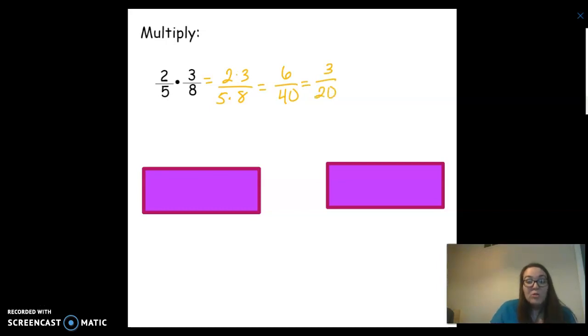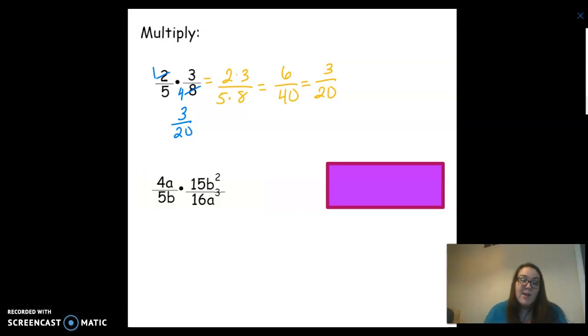Okay, you could have also, for multiplication, cross-simplified, meaning this 2 goes into itself 1 time. It goes into that 8 4 times, and when you multiply, you have 3 over 20. Same answer. Okay, so here is our first multiply question.